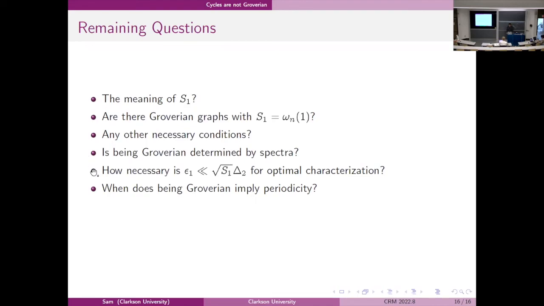And the next thing is we don't know whether covariance can be fully determined by the spectrum of the underlying graph. This is how necessary it would be for the partial characterization. So we have a result saying if epsilon 1 is much less than square root of S1 times delta 2, then we have an if condition for the spatial search, but we don't know whether we can push this to a larger set. And the last thing is when does the covariance imply the periodicity.